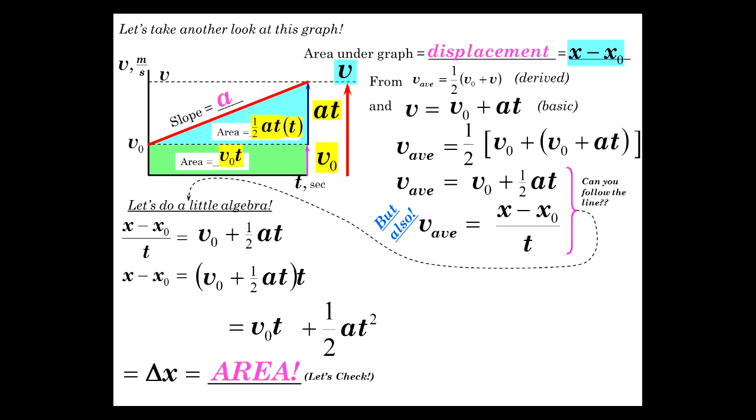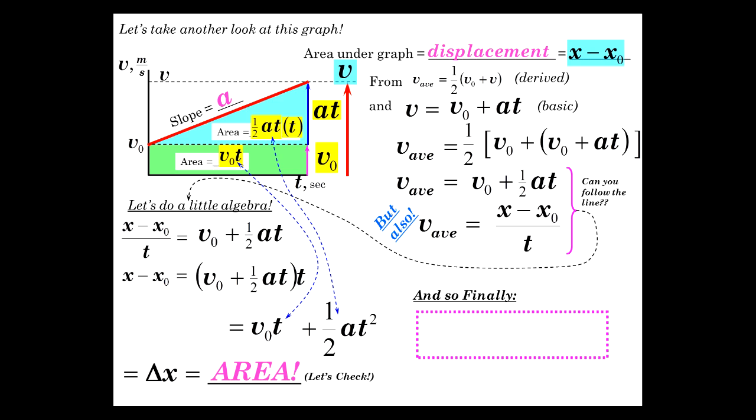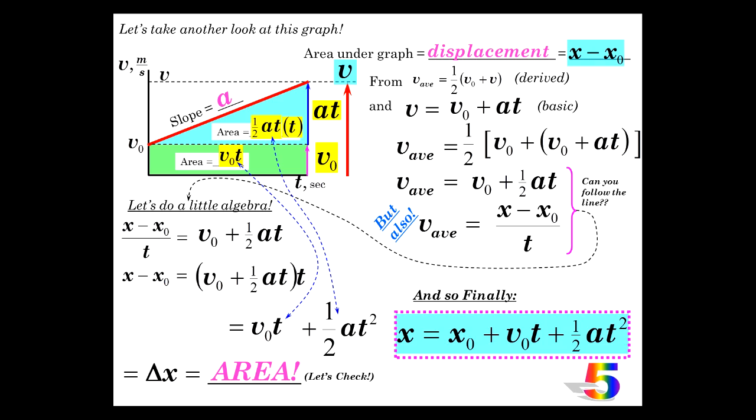X minus x0 is delta x, and that is the area under the graph. Well, let's see if that checks out, so to speak. We have the v0t, which indeed is this uniform rectangular piece. Then the 1/2 at squared is exactly what we have in this triangular piece. So those are the two sections making up the area, and that's delta x. So finally, this very useful equation looks like this: x is equal to x0 plus v0t plus 1/2 at squared, and that is our equation 5.